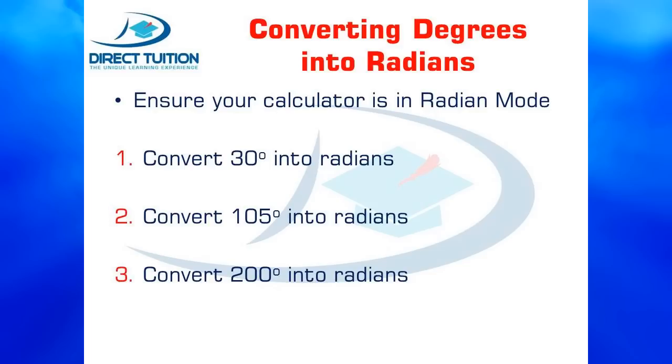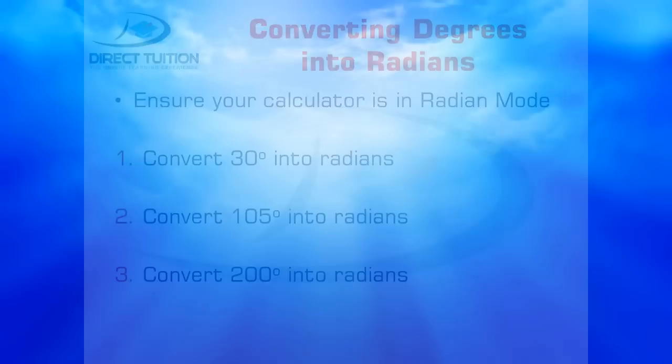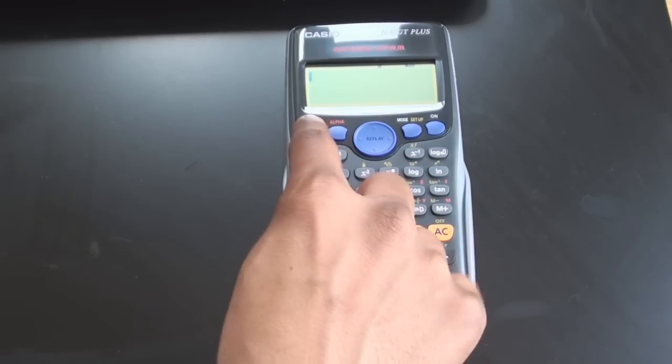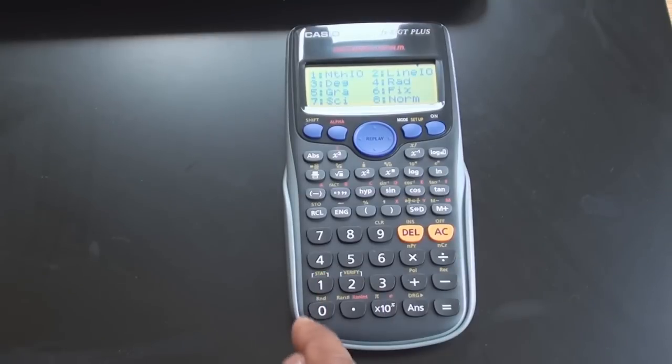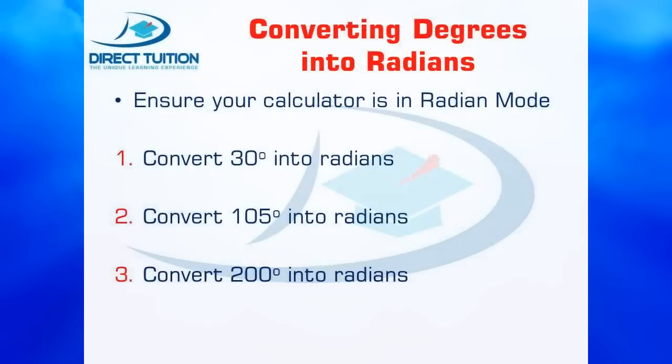Now let's look at how to convert from degrees into radians. This time you need to ensure that your calculator is in radian mode. So we're going to go Shift and Setup, and number 4 is for radians. Okay. Now the first question, I want to convert 30 degrees into radians.